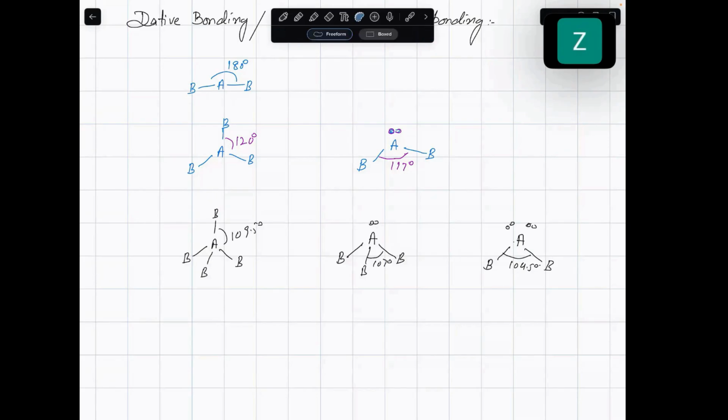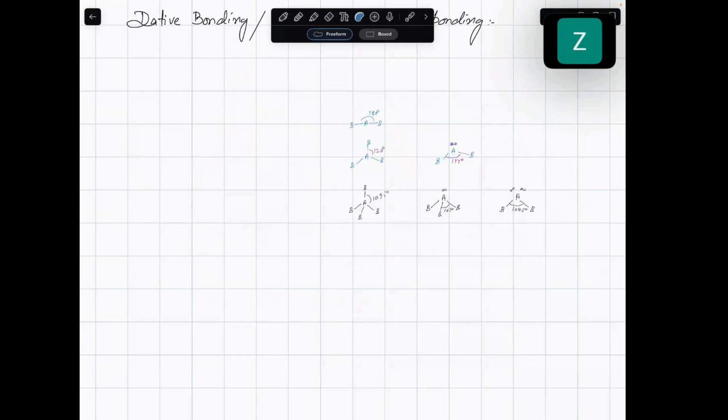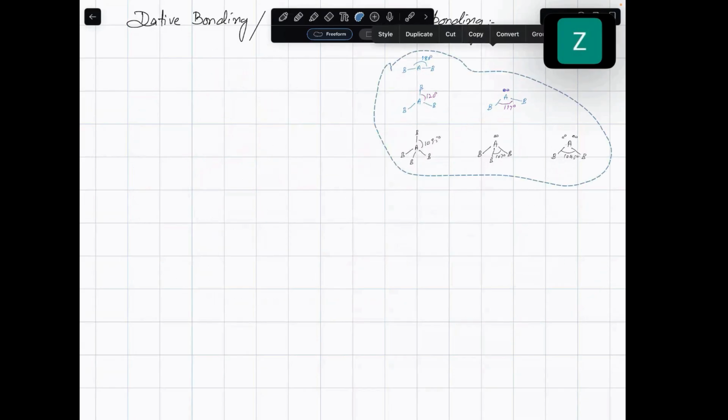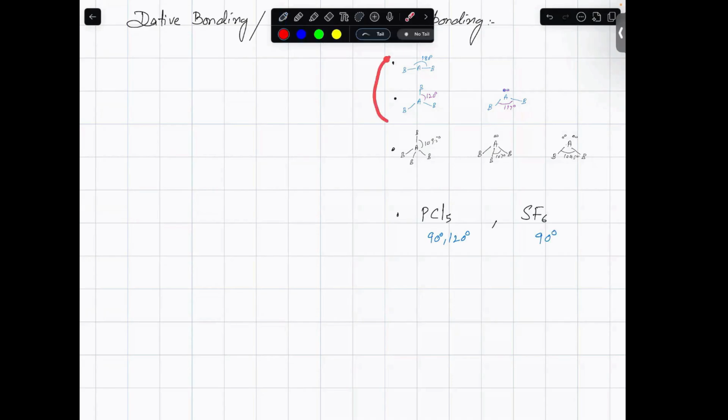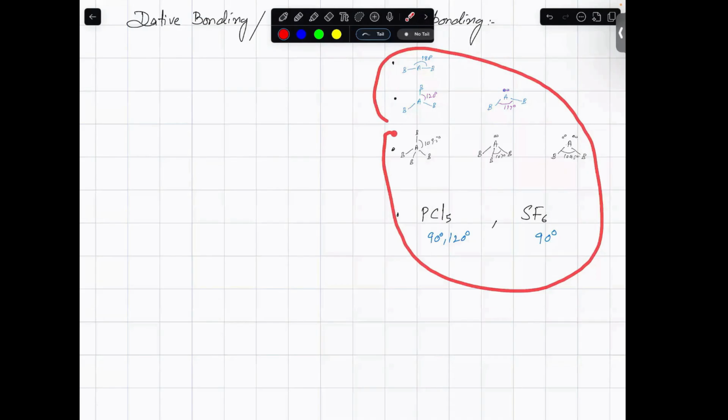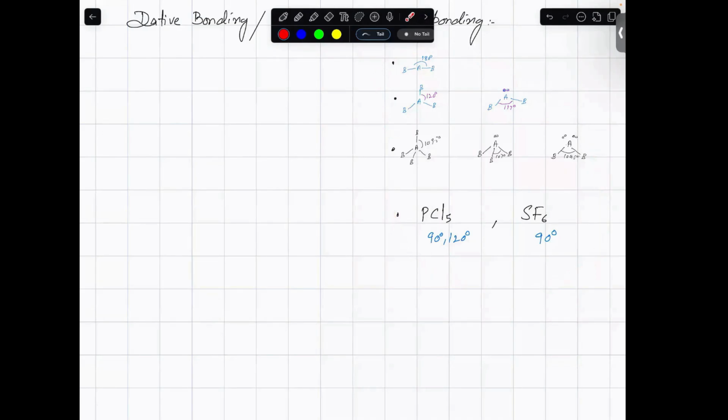And other than these cases, you know what else is there? PCl5 and SF6. In PCl5 there is 90 and 120, trigonal bipyramidal, and this one is just 90, octahedral. If you know these and you know the dot and cross diagram, you will find the lone pairs and bond pairs and you can find the shape.